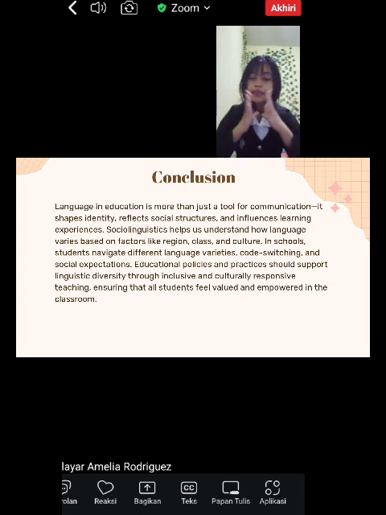Educational policies and practices in schools should support linguistic diversity through inclusive study and culturally responsive teaching to ensure that all students feel valued, embraced, and empowered in the classroom.